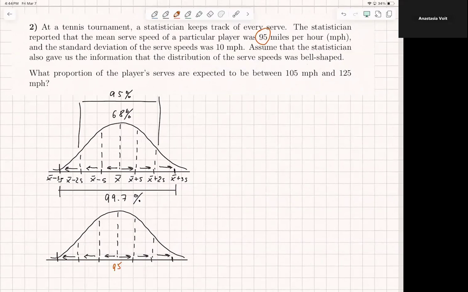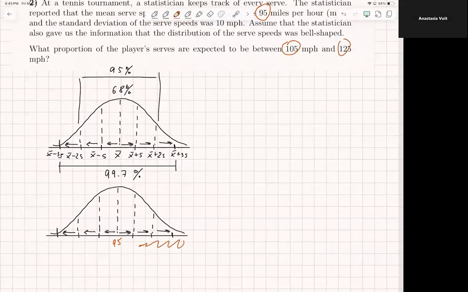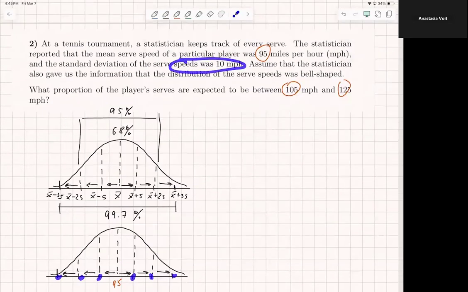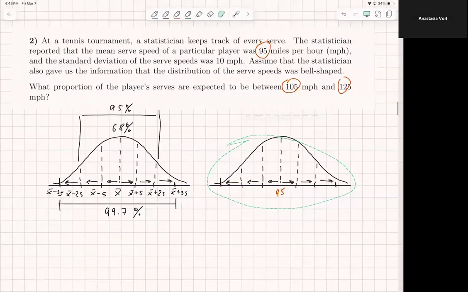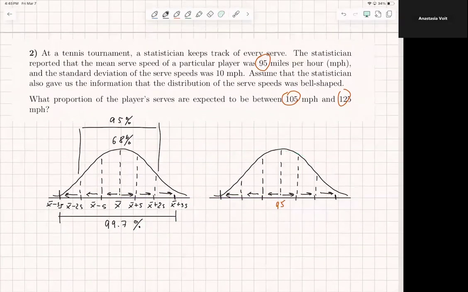And we have 105 and 125. So these values are going to be somewhere on this side, right? Because they are greater than 95. So now let's calculate what would be these values and these values. We know that the standard deviation is 10 miles per hour, right? So let me move that probably here. That would be better, so that we can see the problem and the solution.